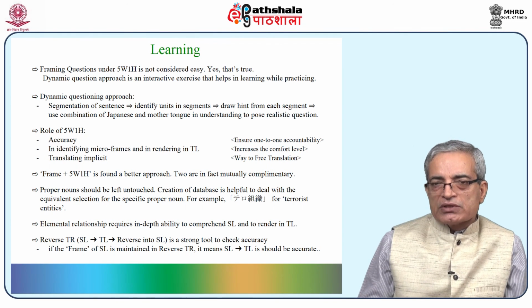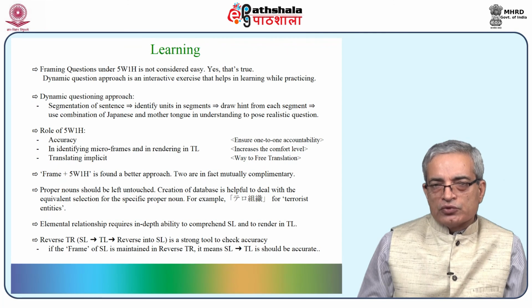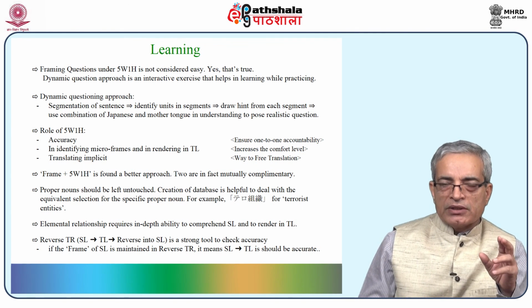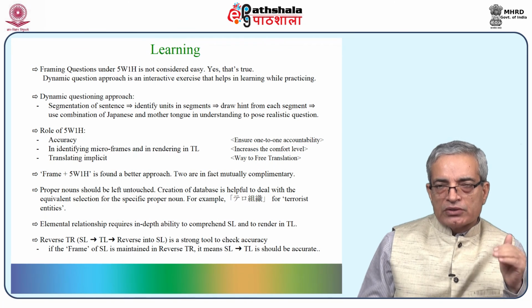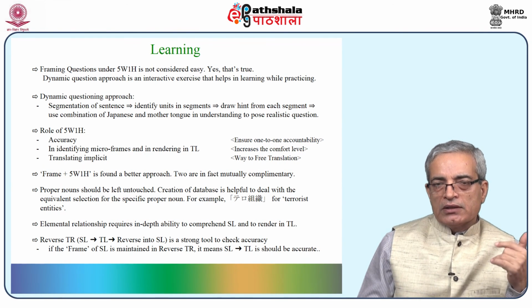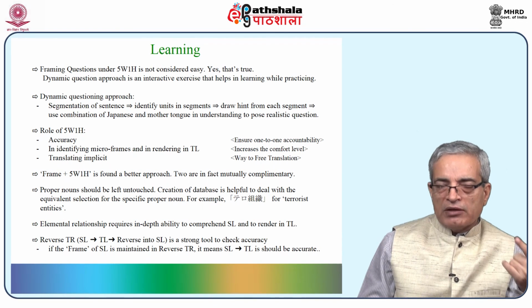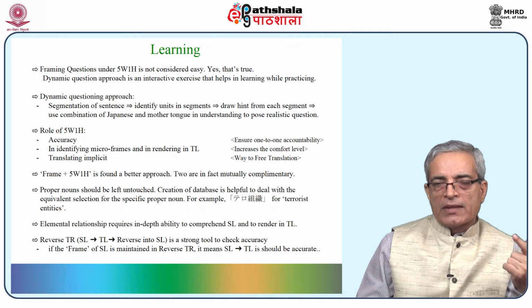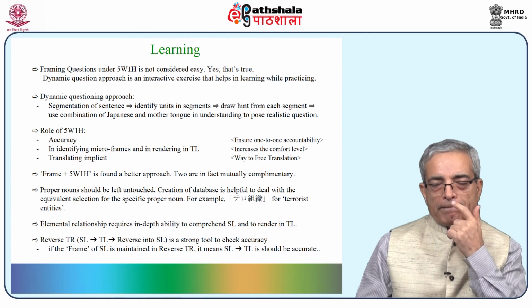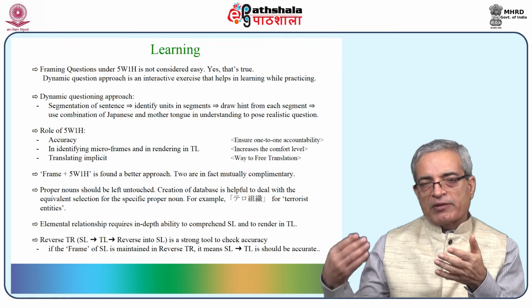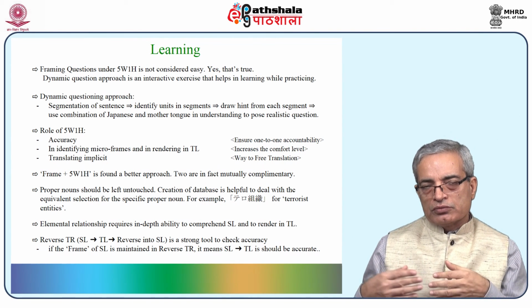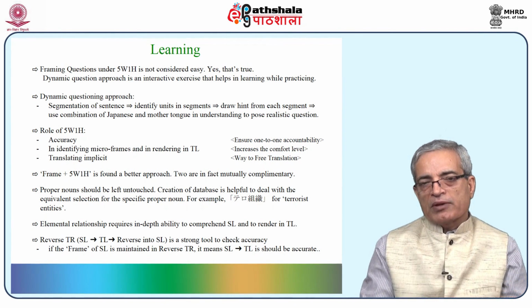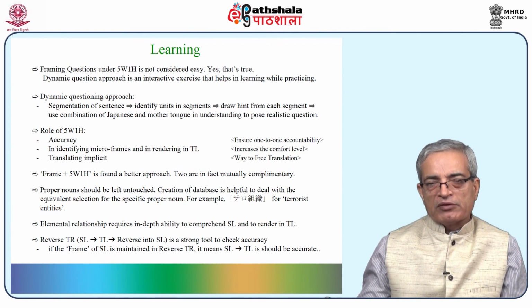Then translating implicit is a way to do free translation. It helps in doing so. Once you put 5W1H, you'll be clear about the content. And beyond that, you can keep modifying it. And while modifying, also ensure that you are not deviating from the text by using 5W1H. Frame plus 5W1H is found a better approach. The two are in fact mutually complementary. You capture the frame, and keep applying the 5W1H. You have already captured the frame, now you can apply the 5W1H.